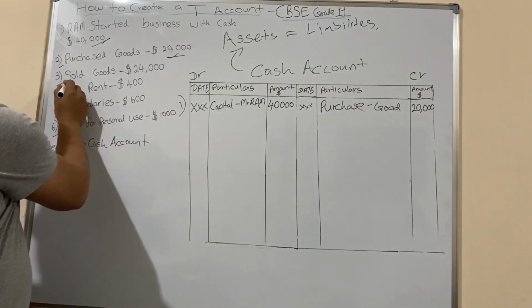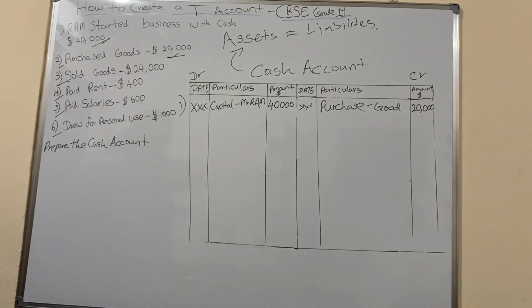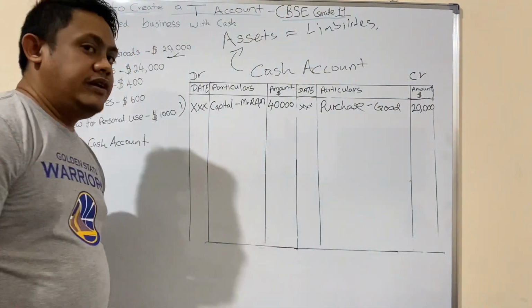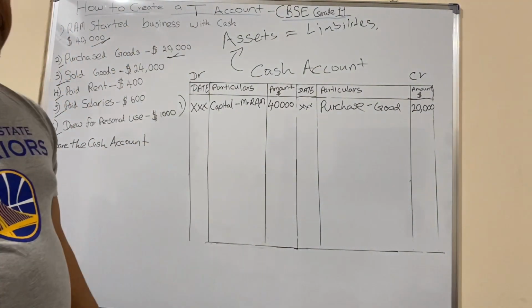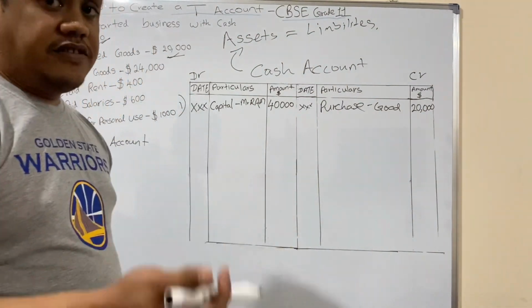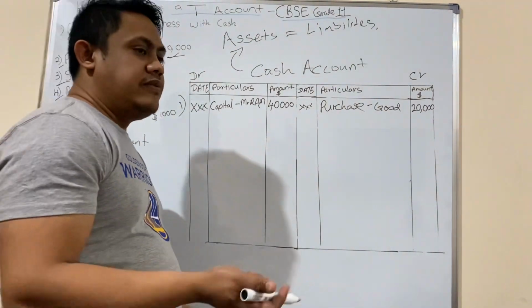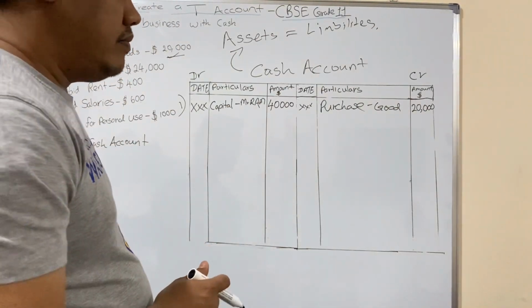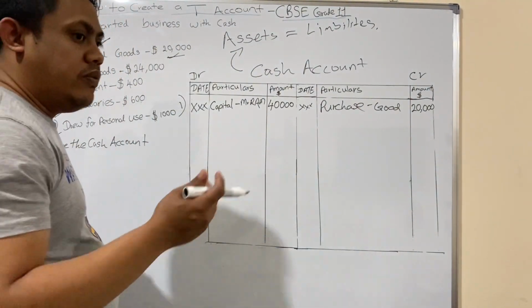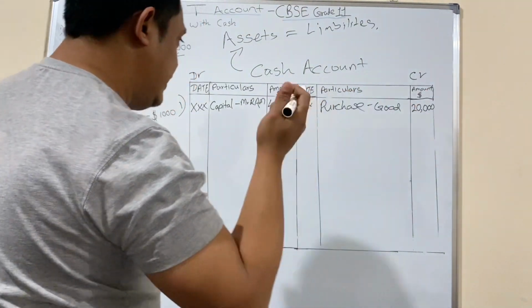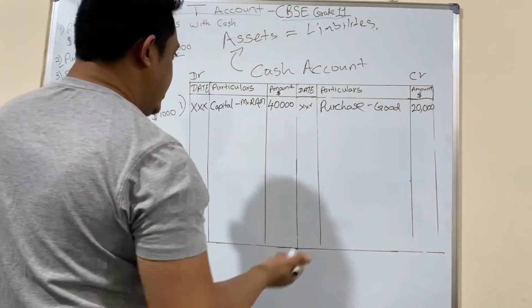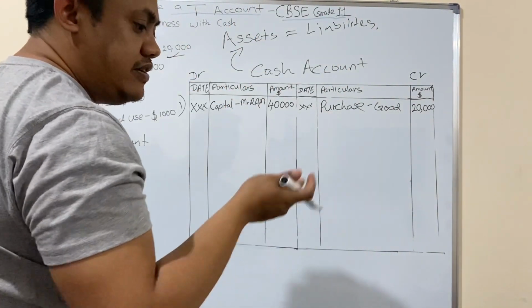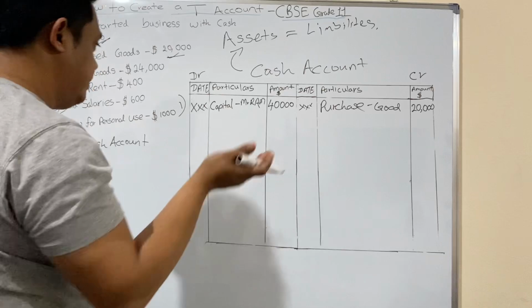And what happened? Third transaction, it is telling sold goods for 24,000. Okay, sold. Now after he purchased the goods, he can sell the goods to customers. So customers are coming to the business and purchasing goods from his business. So now money is coming, right? Yes, money is coming to the business. Now your cash account will go debit. Why? Your cash is increasing.